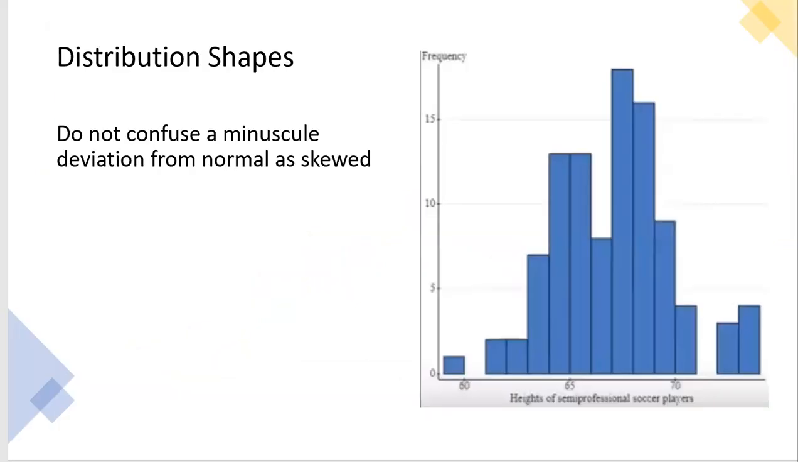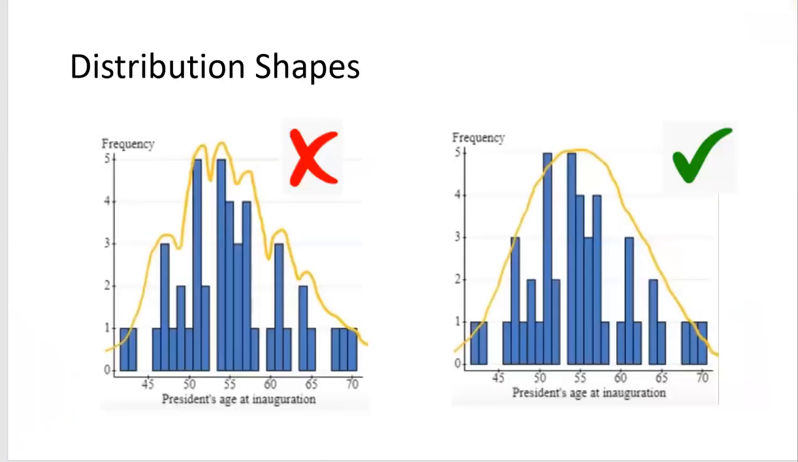Another thing worth mentioning: do not confuse a minuscule deviation from normal as skewed. So we see that, for example, this distribution is not perfect. However, we're still going to consider this distribution as normal, even though it has some gaps, because it's still roughly normal.